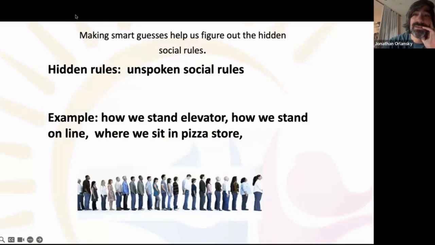Making smart guesses helps us figure out hidden social rules. So, there we go. Again, we take in information, we're able to interpret it quite well. Hidden rules, unspoken social rules. So an example would be how to stand in an elevator, right? If some kids have never ridden an elevator before, they can get in, and if they get really close to someone else, that's sort of failing the test.